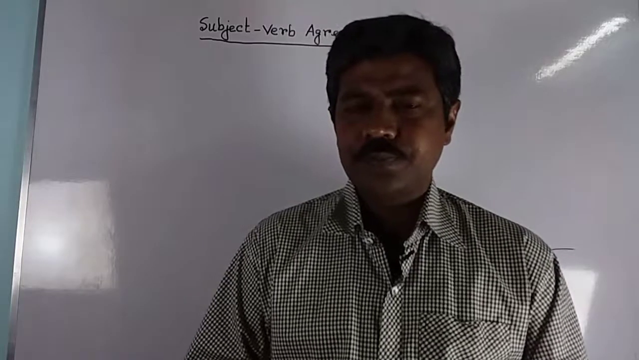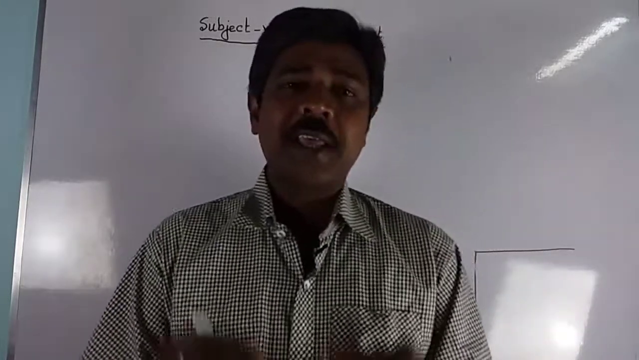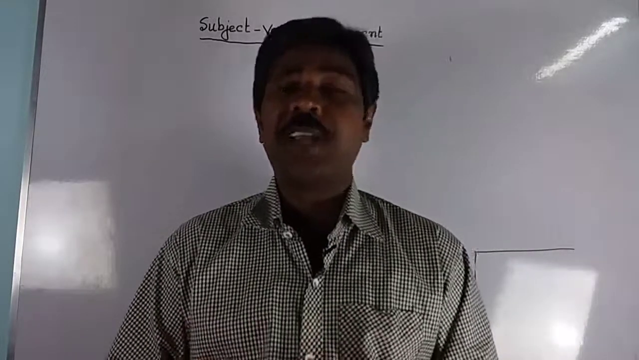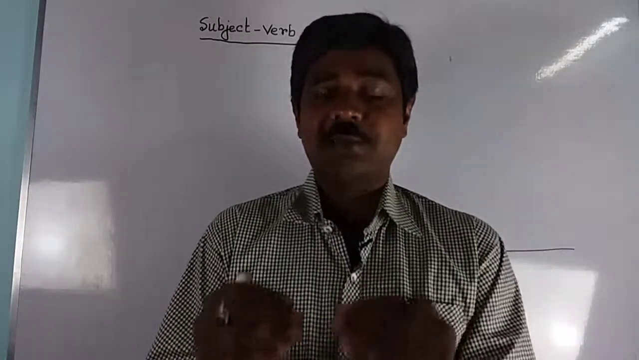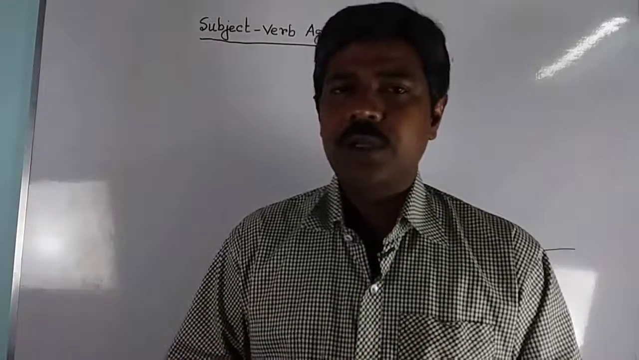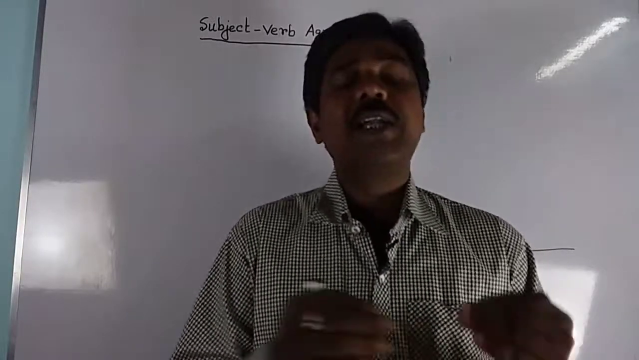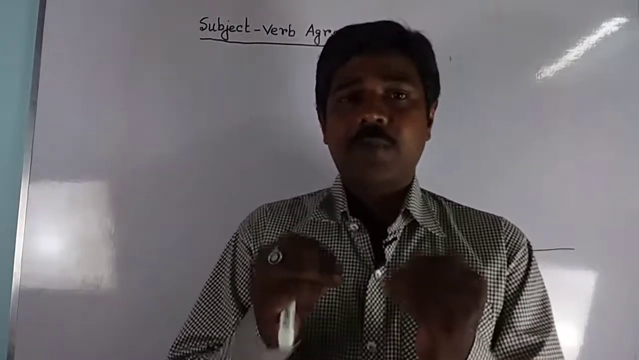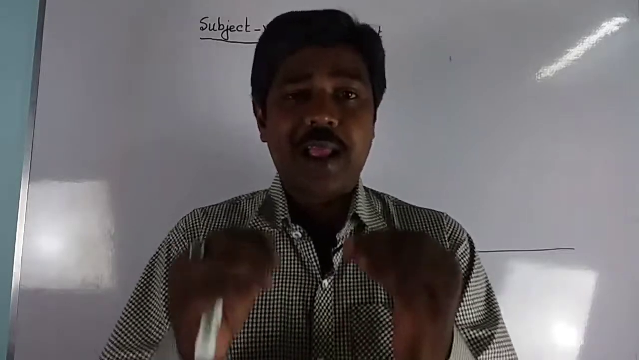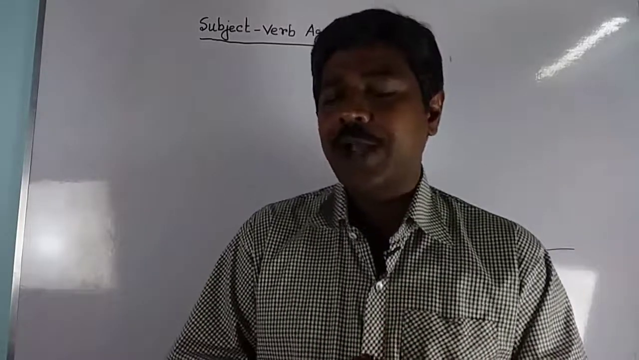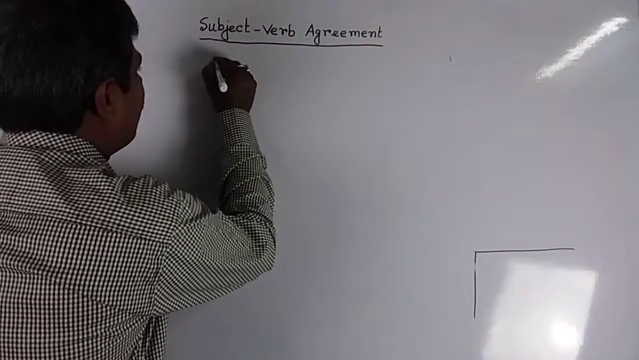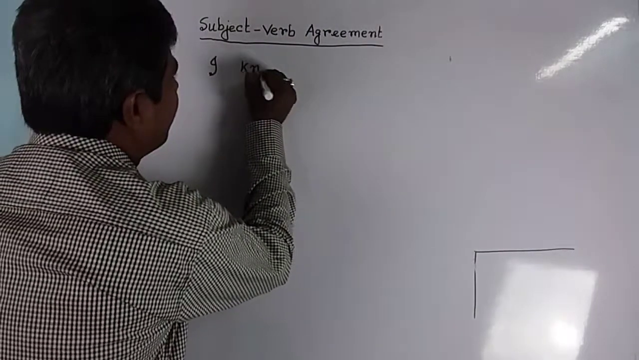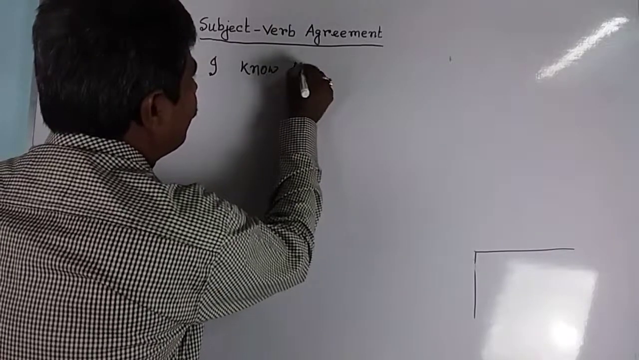Friends, in every English sentence there must be an independent clause. Independent clause means there must be a subject and a verb. There may be an object or complement or not, that's not a matter. But there must be a subject and a verb. I am going to write down an example. Just look at this. I know the boy.